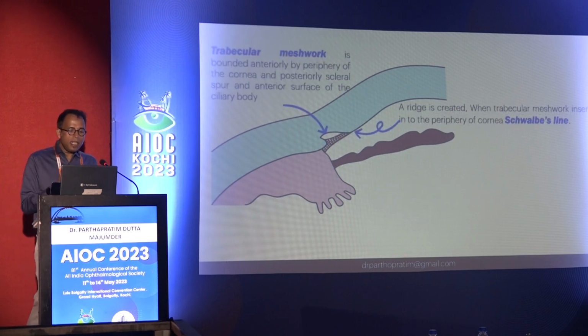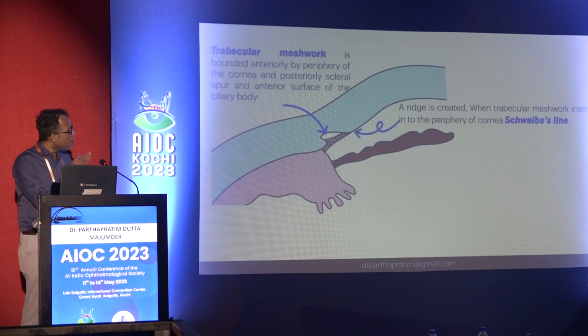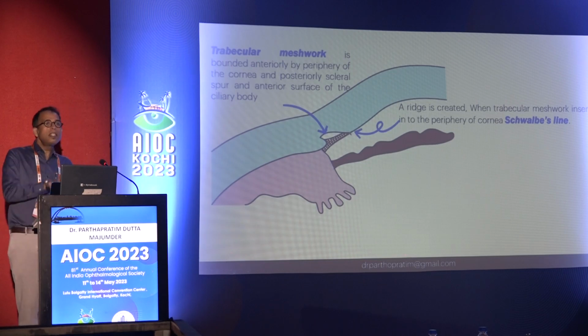You can see that the trabecular meshwork, which gets inserted into the periphery of the cornea, creates a prominent ridge called Schwalbe's line. So this is how Schwalbe's line is created. You can see here that Schwalbe's line is formed. Now these are the structures.